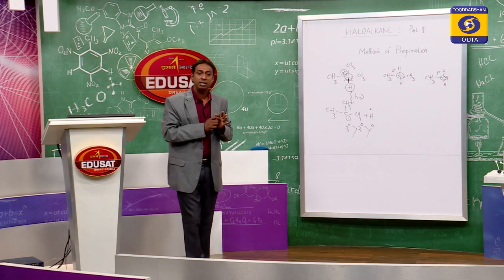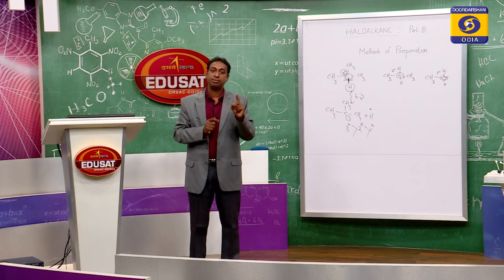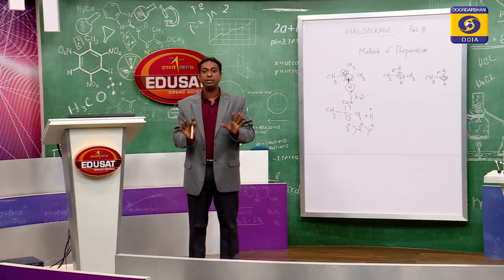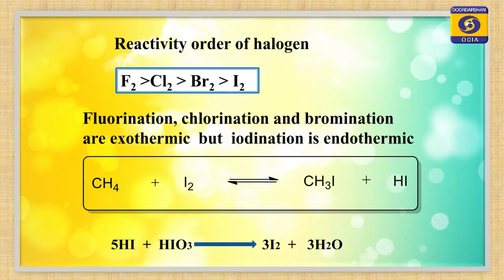Before that, remember, halogens are very reactive, but among halogens fluorine is most reactive, then chlorine, then bromine, then iodine. Iodine reacts very slowly, hence the reaction is reversible. You can see on the screen, it is written methane plus I2 gives rise to CH3I plus HI, but the reaction is reversible. To check the reversibility, you have to add an oxidizing agent like HIO3 or HNO3 or HIO4, then the reaction will be irreversible, and only then can you get the product methyl iodide.